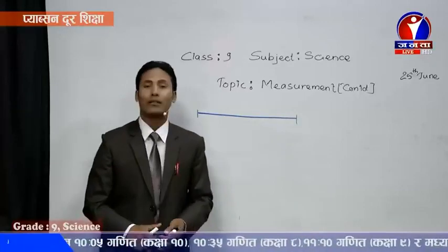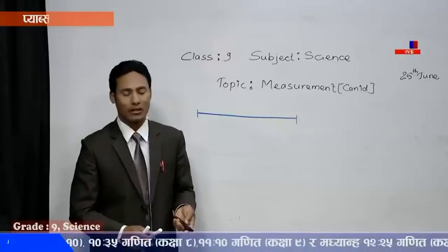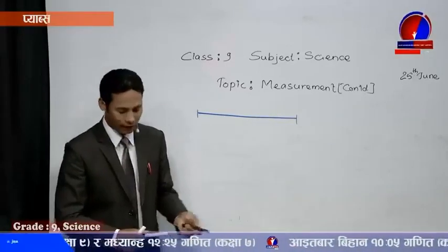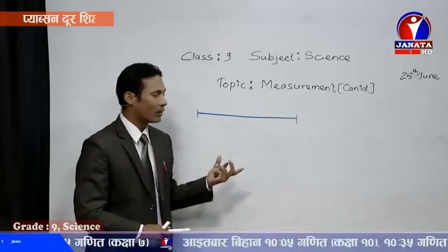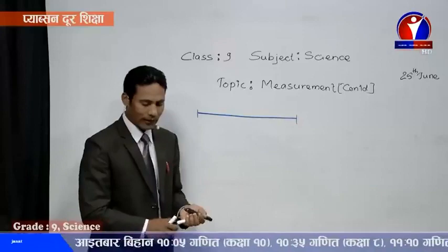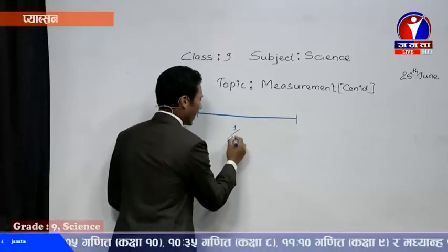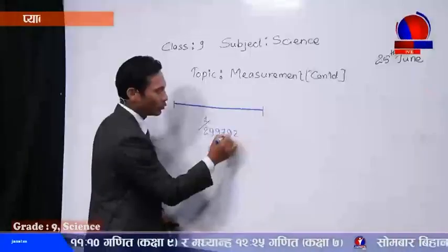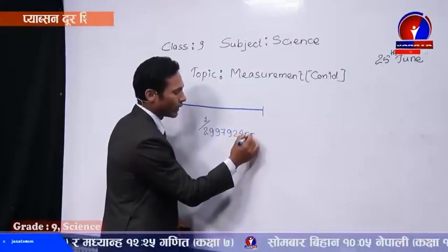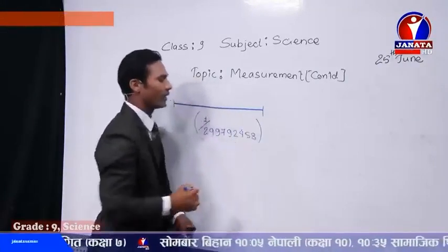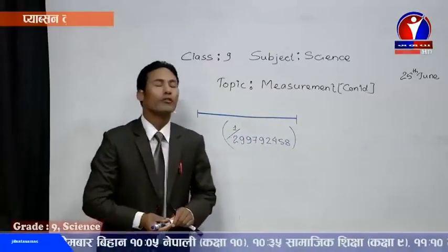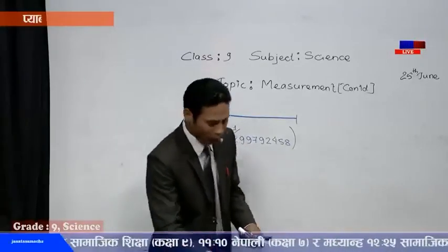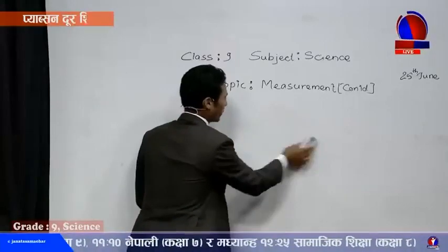But later on, the definition of this 1 standard meter was revised by the Geneva Conference of Weights and Measures, which defined it as the distance traveled by light in a vacuum in the time interval of 1 by 299,792,458 seconds. So in this much interval of time, the light travels this distance in the vacuum, which is known as the 1 standard meter.